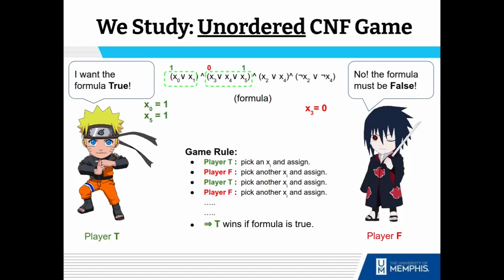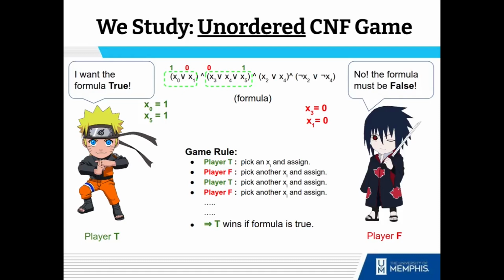Now it is player F's turn. Player F can play any of the remaining variables. Suppose player F plays x1 equal to 0. Now it is player T's turn, and if you look at the last two clauses, it has one interesting condition. The condition is, whatever player T plays, player F can make x2 and x4 equal, and if player F can ensure x2 and x4 are equal, then one of the last two clauses will be unsatisfied. So, this becomes the winning strategy for player F.